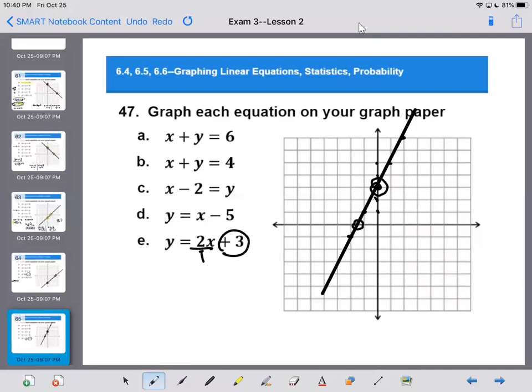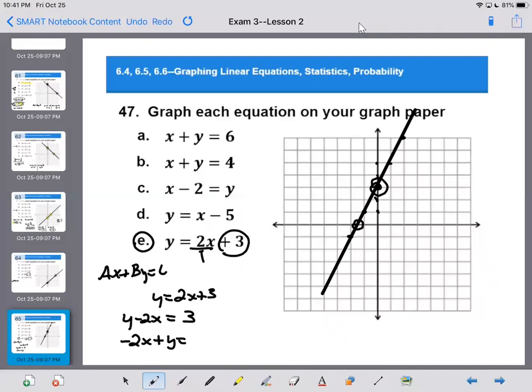But if I wanted to, let's take part E and make it into the ax plus by equals c form. So I've got y equals 2x plus 3. I'm going to subtract the 2x from both sides, so I'm going to rewrite it as negative 2x plus y. As a matter of fact, I'm going to leave the x coefficient positive. So I'm going to subtract 3. So I have y minus 3 equals 2x, and then I'm going to subtract y. You might be thinking, well, why did he do that? Why did he move the y?